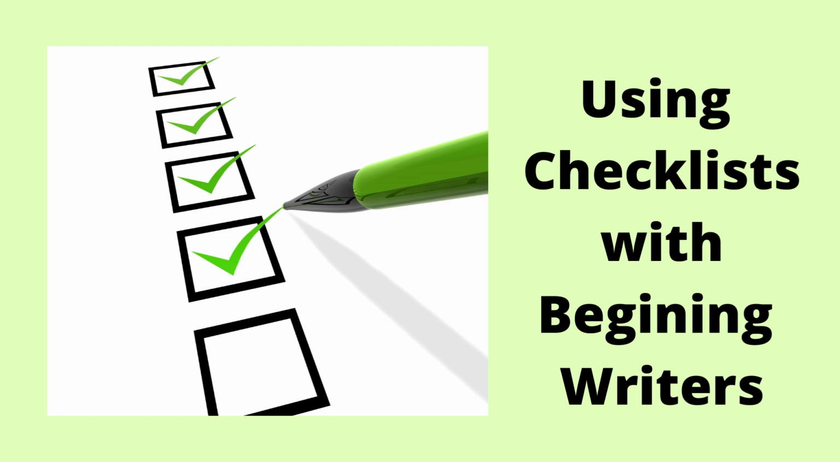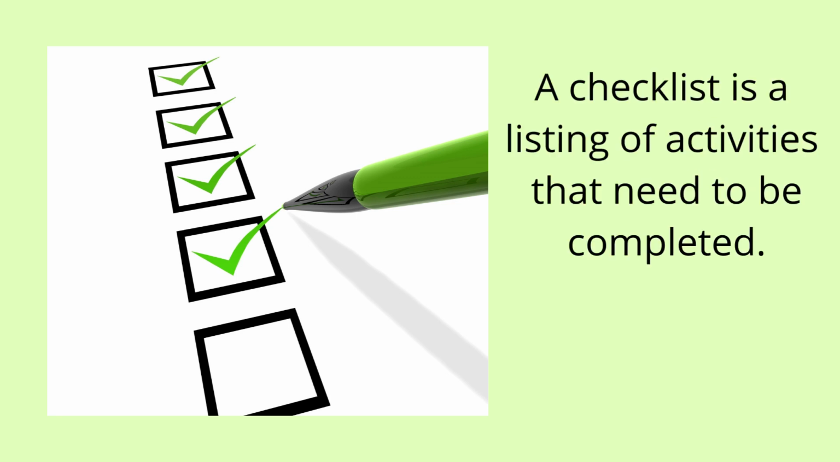Today I'm going to discuss checklists, what they are, how they're used, and what's contained in them. In general, a checklist is a listing of activities that need to be completed. With respect to writing, a checklist is a listing of writing skills that need to be demonstrated. Writing checklists usually require showing competency using writing styles, grammar, punctuation, transitions, and other conventions of writing.